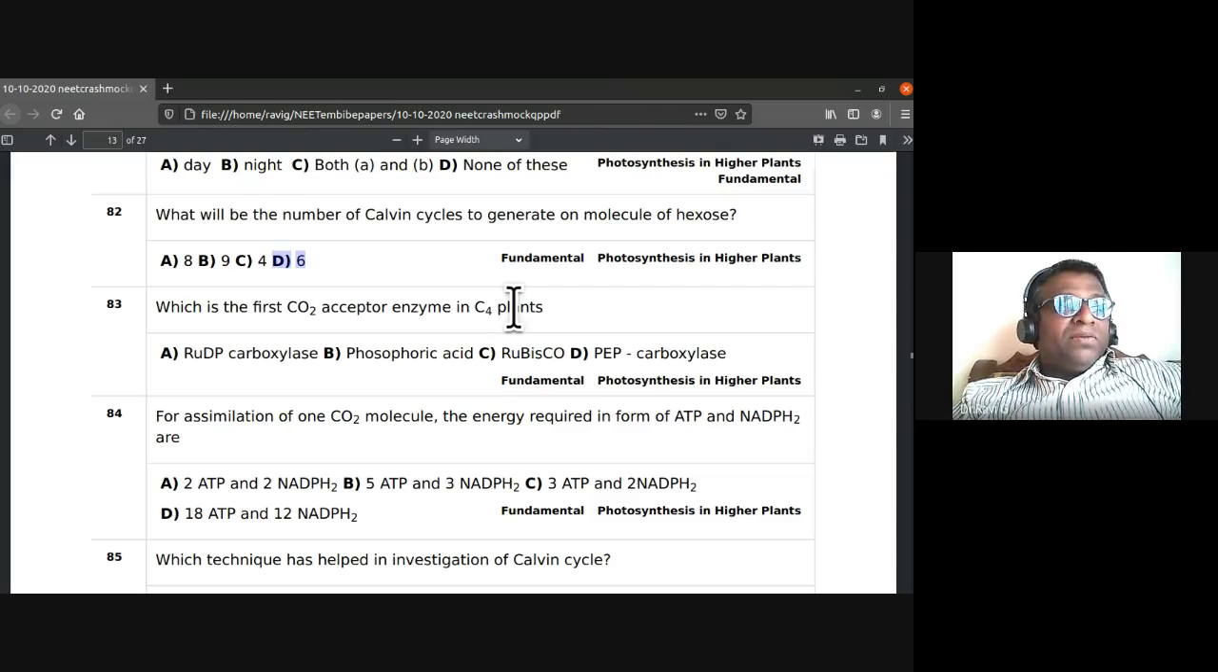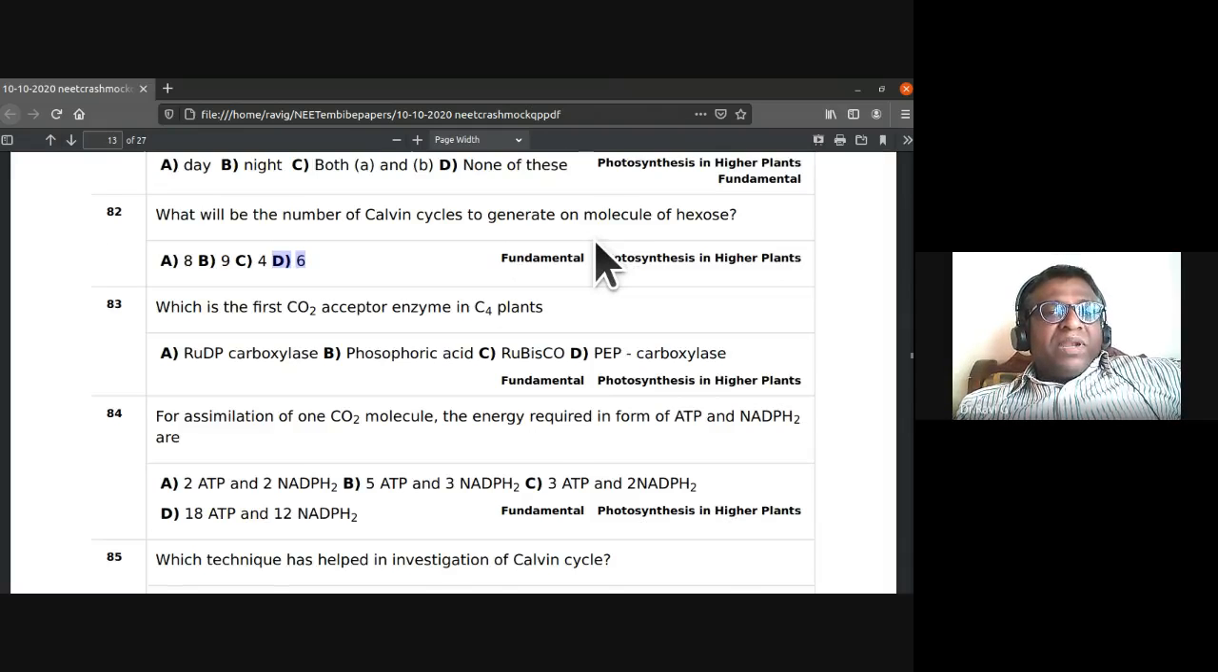One Calvin cycle utilizes 3 ATP and 2 NADPH2. For 6 cycles, they will be utilizing 18 ATP and, sorry, 12 NADPH2. So just remember, 6 cycles they'll be undergoing.